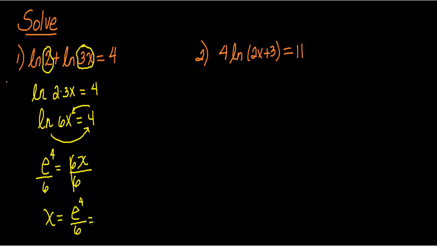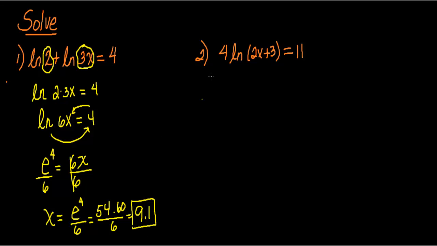And with your calculator, raise e to the 4th power, and whatever you get, divide by 6. I'm going to do that now. e to the 4th power is 54.60, divided by 6 is equal to 9.1. Okay?